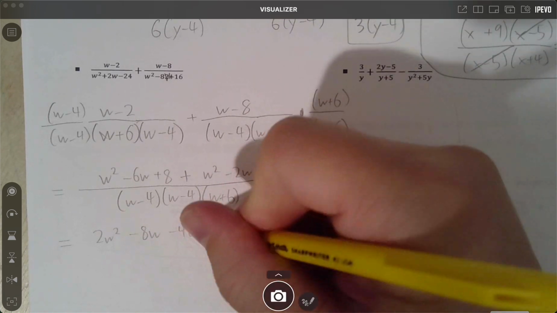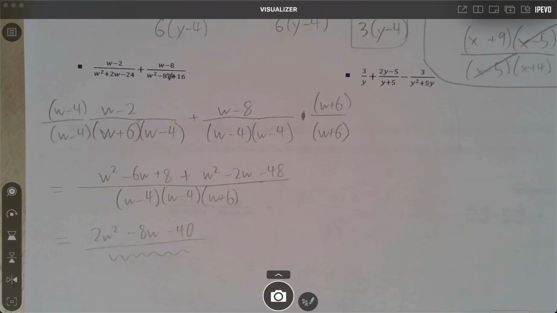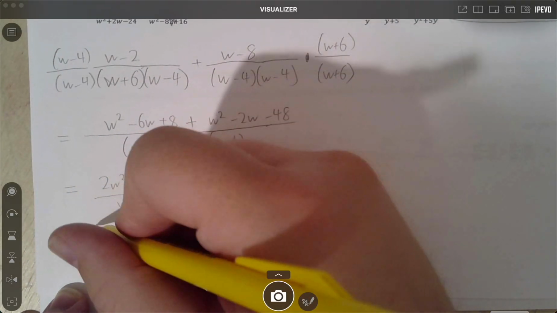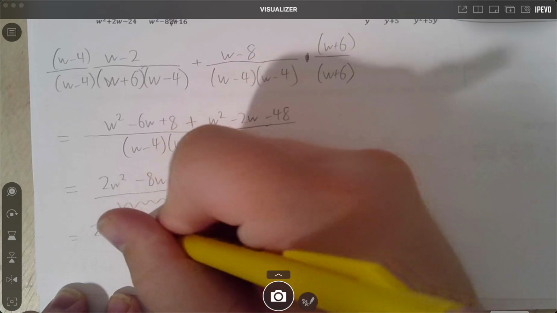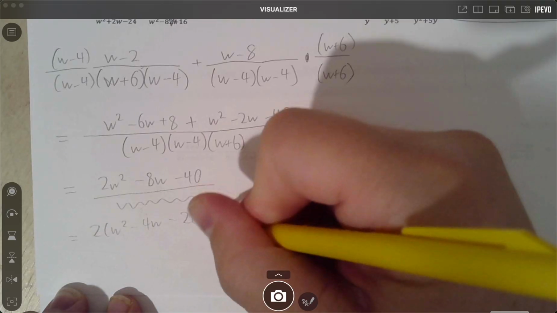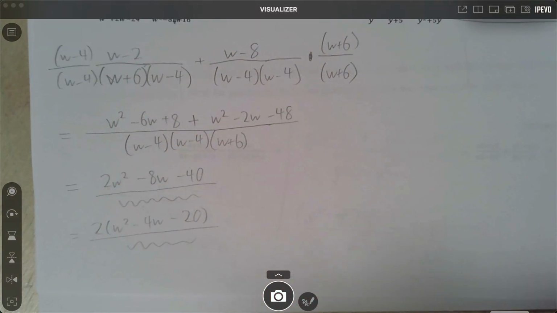That's negative 40. And this is where I'm going to bring about my famous squiggle, because I already know what the denominator is. It's w minus 4, w minus 4, w plus 6. For the sake of time, I'm just going to say I know what that is. That's not what I'm working on. I'm working on these numerators right now. So continuing, I'm noticing there's a 2 shared. And that would be this. And again, over that same denominator, w minus 4, w minus 4, w plus 6.